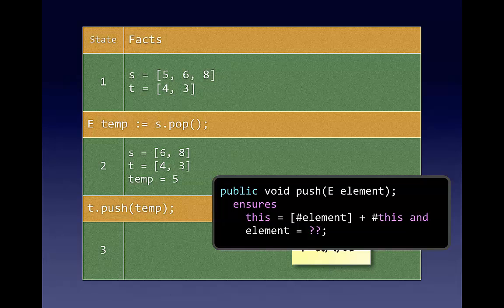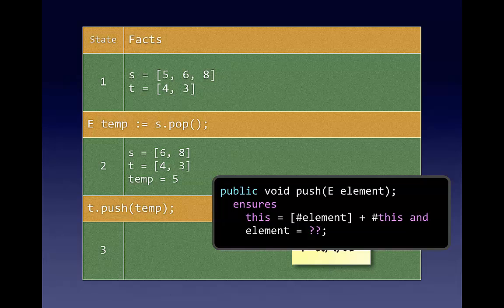Therefore, the postcondition says that the value of T after the call is equal to the singleton sequence containing the original value of temp, concatenated with the original value of T. The original value of temp is 5, and the original value of T is the sequence 4, 3. Therefore, the new value of T is going to be the sequence 5, 4, 3.